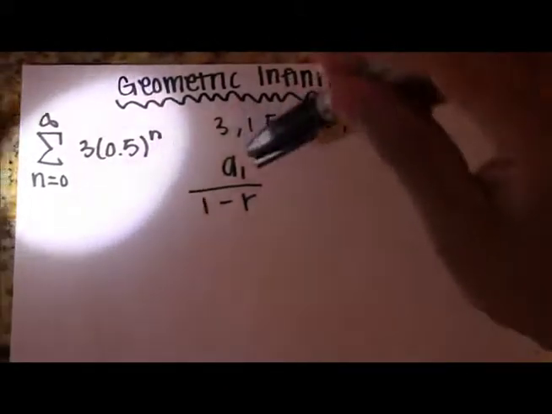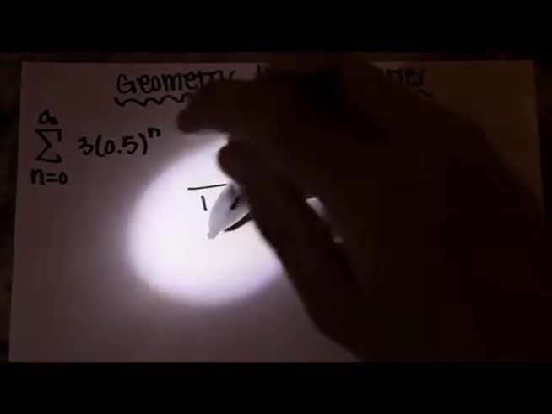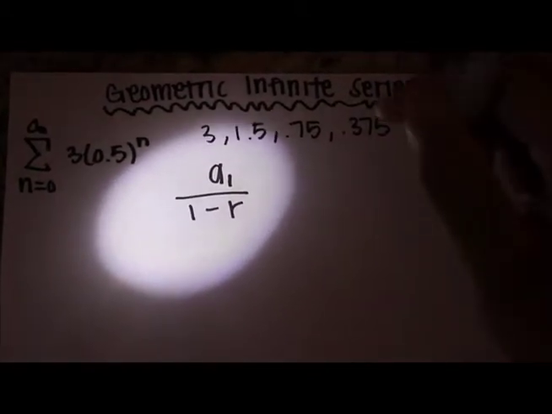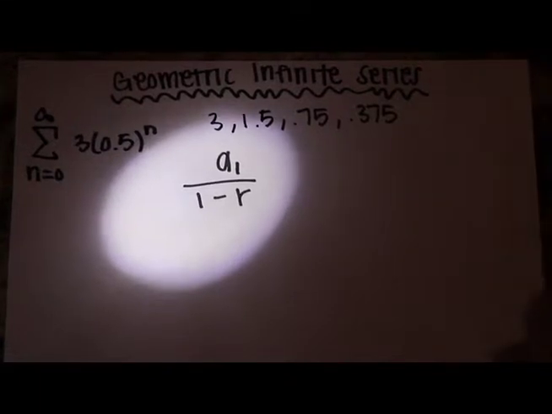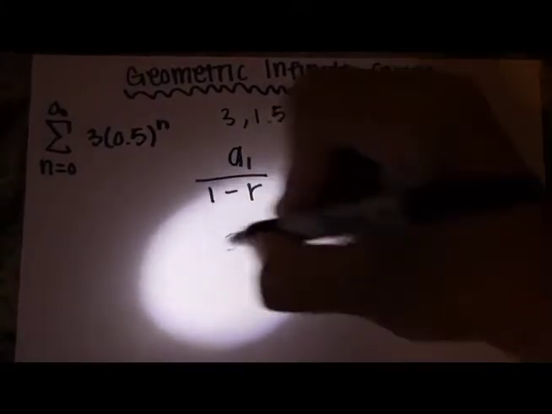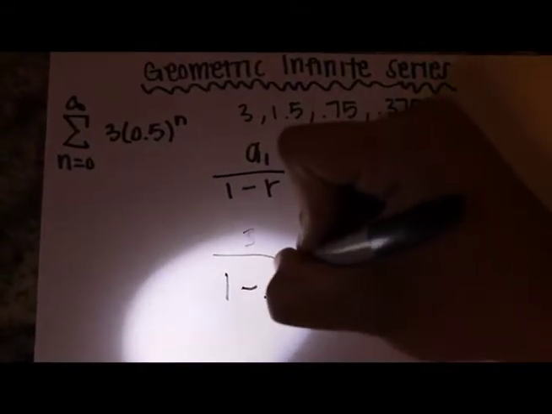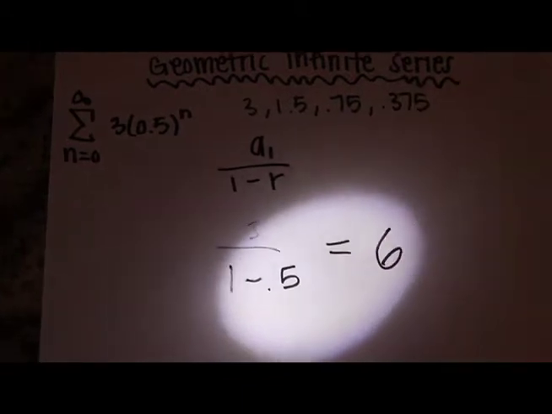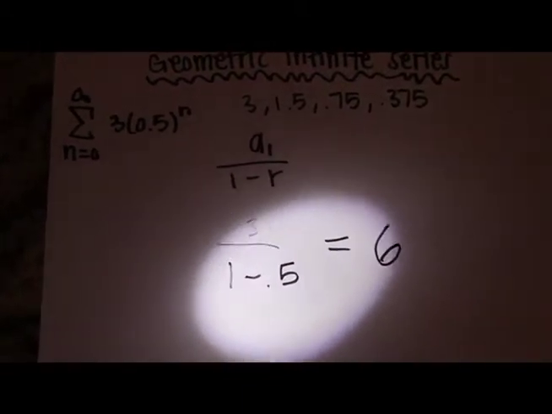We will use this formula, first term over 1 minus the rate, to figure out how many people Jedd will keep in contact with after high school. Our first term is 3. That's over 1 minus the rate, which is 0.5. And that equals 6. That's how many people Jedd will keep in touch with after high school.